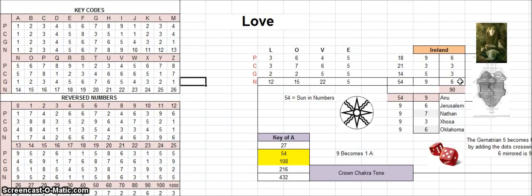Through my system, I like to do the matching, and of course I did find an exact match for love, and it happens to be Ireland. Go figure.